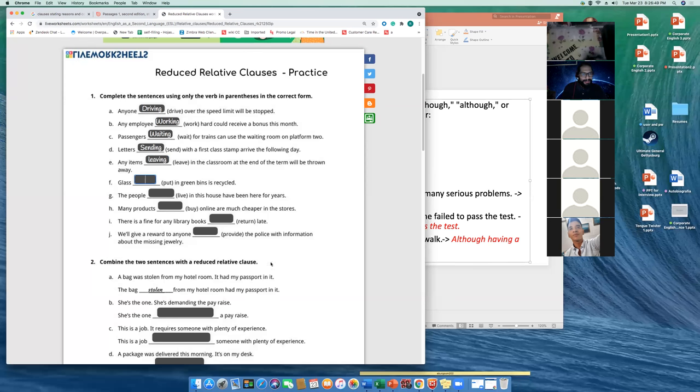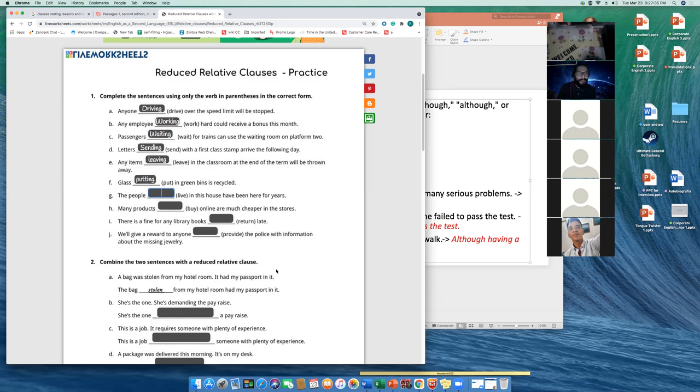Okay. Let's see. Glass blank put in green bins is recycled. Recycled. Oh, you see, glass. Glass putting? Like that? Well, let's leave it. Let's check it out.